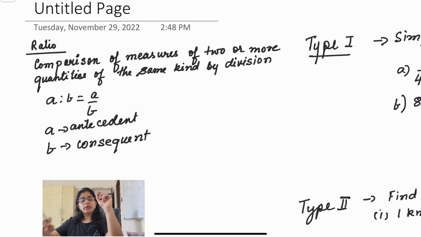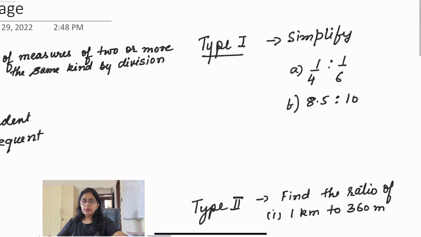Now let's understand ratio and proportion based on the different types of questions that are asked. This concept is taught in primary classes also, in 6th grade also. But when it comes to higher grades, the complication of questions increases. So in this video, I'm going to teach you the different types of questions that are expected in this chapter. Type 1: questions where they ask you to simplify the ratio.